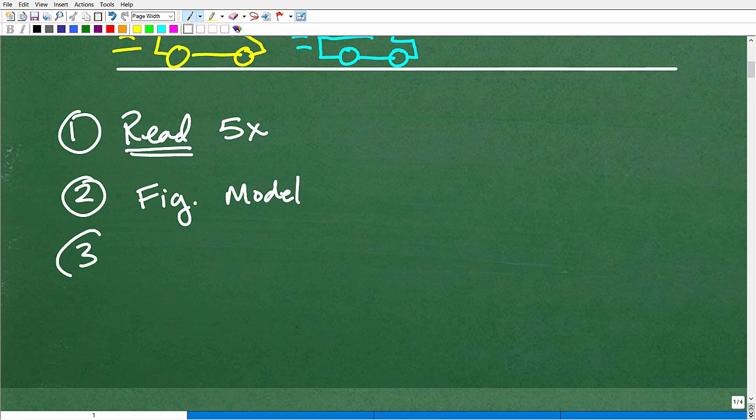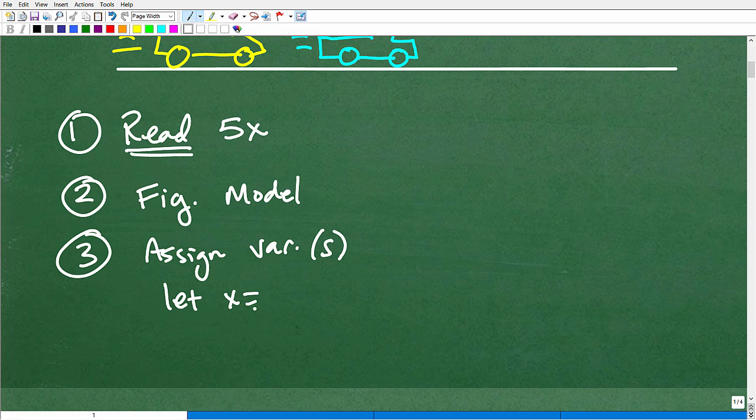Now, the third thing you're going to want to do in word problems is basically assign a variable. Okay, a variable or variables. It all depends on what type of problem we're dealing with. In this case, it'll be a variable. So we're going to say, okay, we're going to let x equal something. Okay, so we're going to do that.